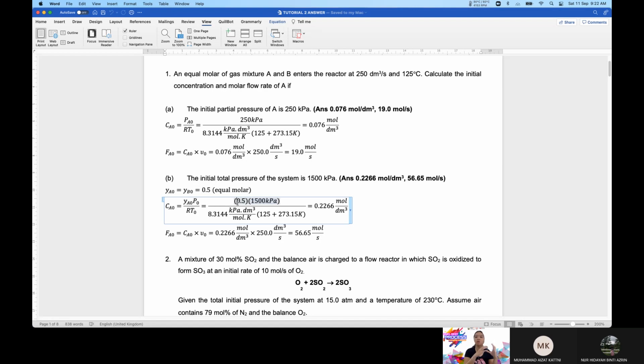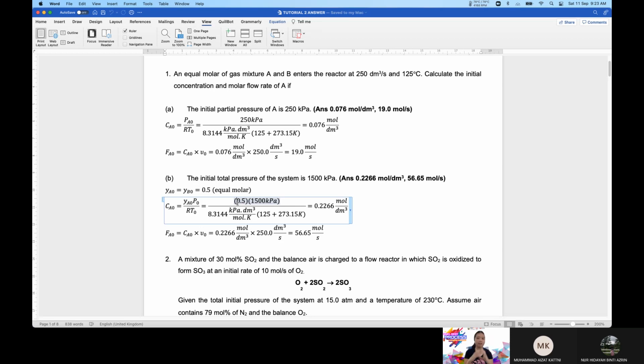So you will do 0.5 multiply with 1500, you actually get 750. So logik lah, maknanya tekanan A 750 kilopascal, tekanan B pun 750 kilopascal sebab kan dia kata dia masuk dalam peratusan yang sama. So pressure dia pun berkadaran. So means I have 750 kilopascal of A, 750 kilopascal of B.